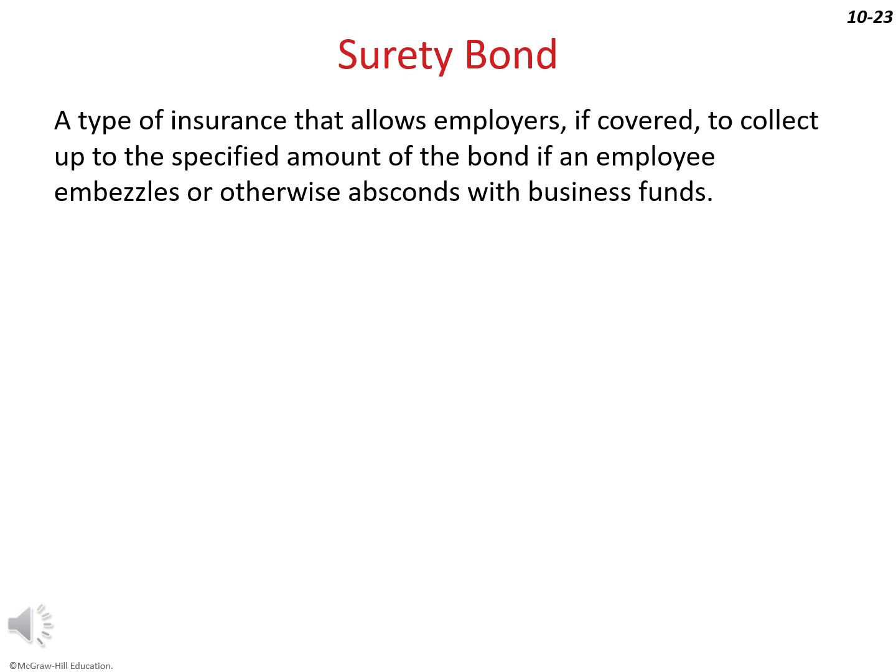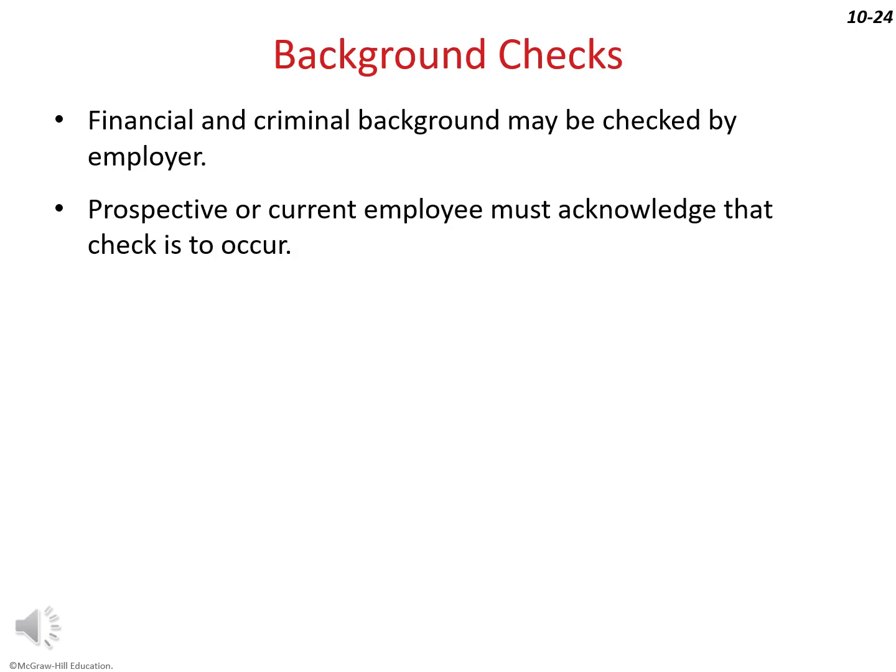Surety bond. It's a type of insurance for employers if somebody were to steal money from the job, as far as embezzlement or taking business funds. The job would still have access to the money through the surety bond since it's insurance. Background checks. Financial and criminal backgrounds may be checked by the employer. Prospective or current employees must acknowledge that the check is to occur.